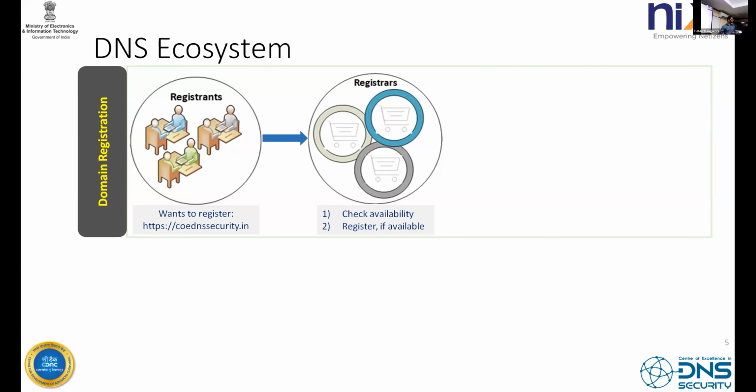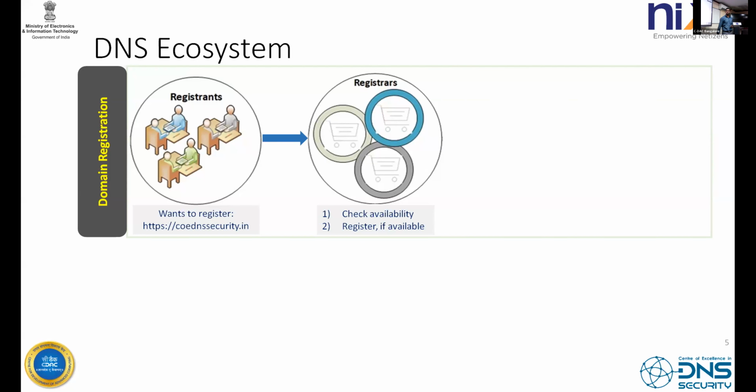I approach the registrars, those who have the access and the means of verifying whether this domain name is already present in the ecosystem or not. That has to be verified, because the internet can't have duplicate names, right? The names have to be unique. So the registrant wanting to register coidnssecurity.in approaches the registrar and asks for registration of my domain name.